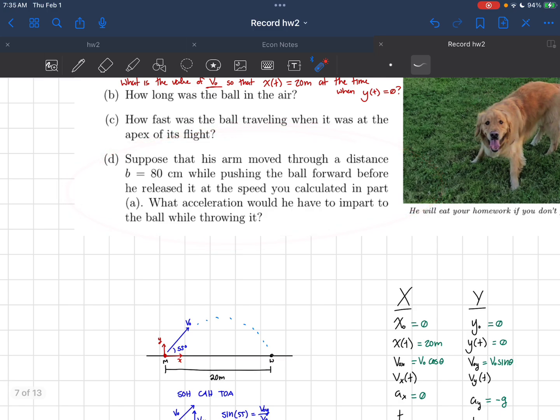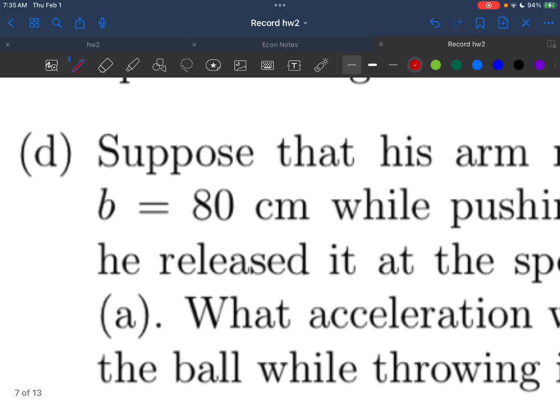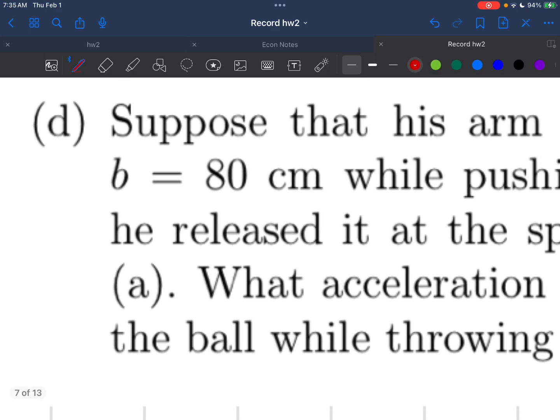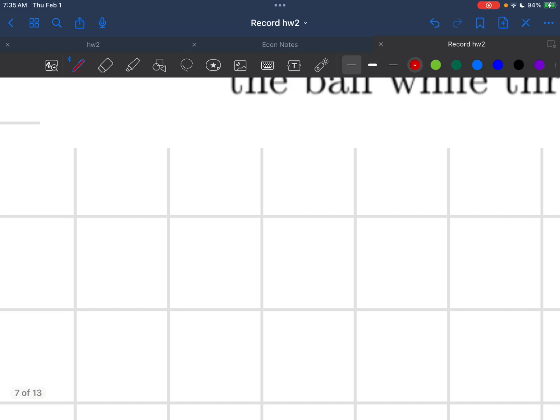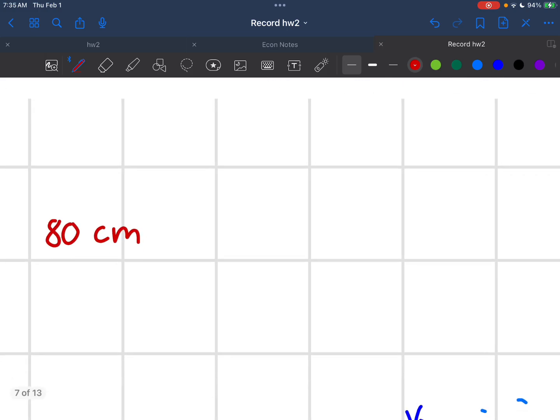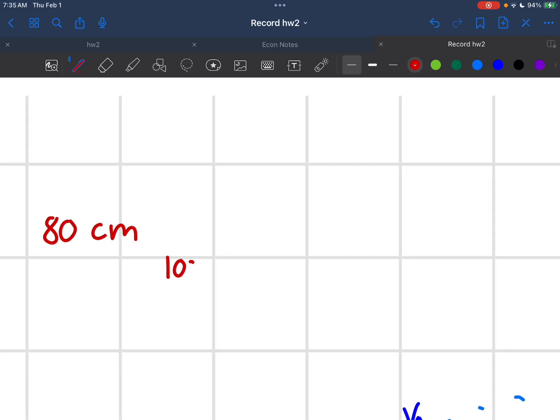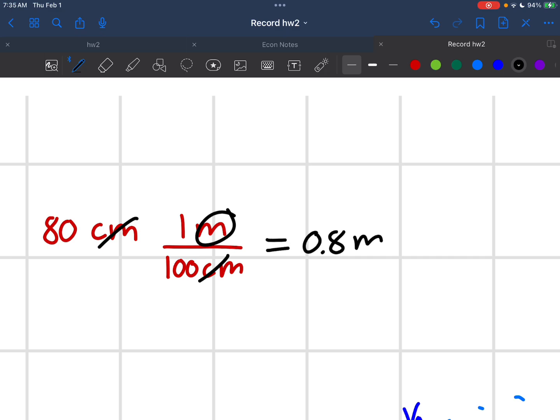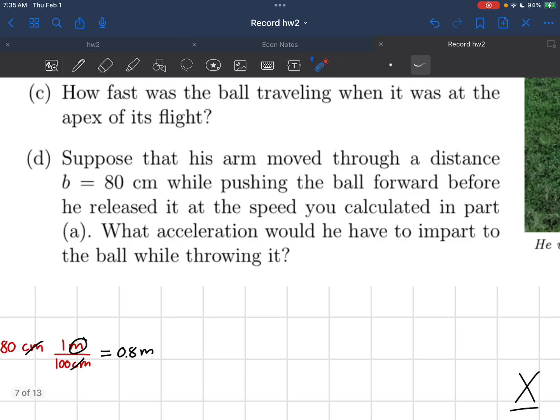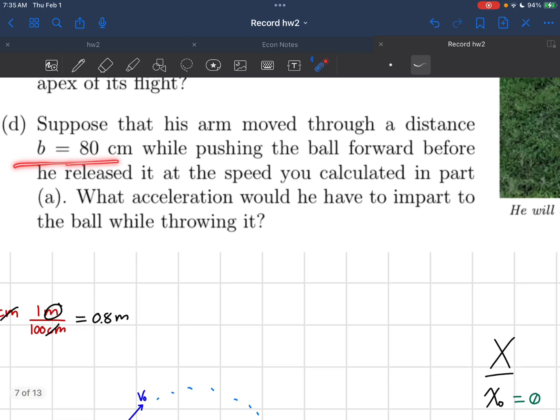Suppose that his arm moves through a distance of 80 centimeters while pushing the ball. First thing that I want to do, I don't want this in centimeters, so I'm going to convert it to meters. So I'm going to say 80 centimeters, and then I can say for every 100 centimeters, I have 1 meter. My centimeters cancels, I'm left with meters. So 80 divided by 100, that's 0.8 meters. Okay. So distance of 80 centimeters, or 0.8 meters, while pushing the ball forward, what acceleration will we have to impart to the ball?